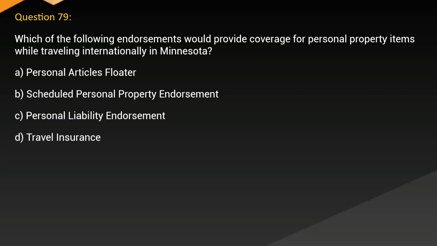Question 79. Which of the following endorsements would provide coverage for personal property items while traveling internationally in Minnesota? A. Personal articles floater. B. Scheduled personal property endorsement. C. Personal liability endorsement. D. Travel insurance.